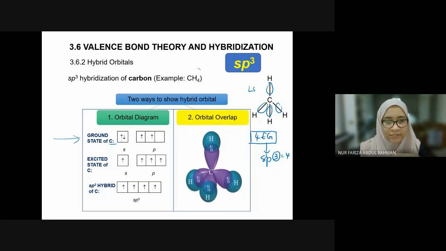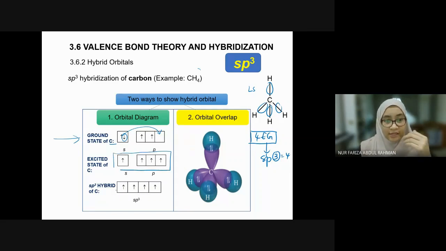Okay, alright. So this is the ground state for carbon. Carbon has 4 valence electrons. Okay, 1, 2, 3, 4. And then in the next excited state, this electron will be promoted into the vacant p orbital here. So it becomes like this.